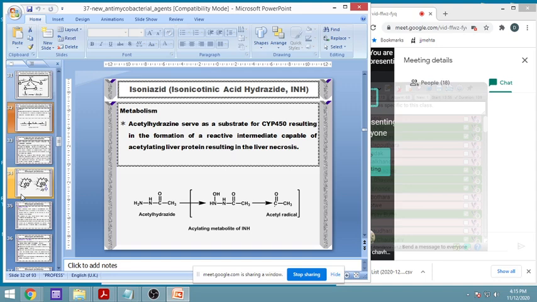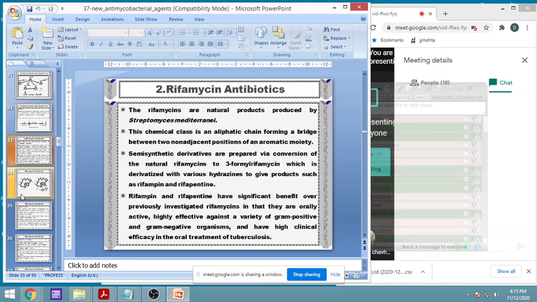So this is how. Next is another, the rifamycin antibiotics. Now rifamycin is actually a class of drugs, just like we have aminoglycosides or macrolides. Similarly, rifamycin is a class of drugs in which various rifamycin analogs are there. These are natural products produced by Streptomyces mediterranei. This chemical class has an aliphatic chain forming a bridge between two non-adjacent positions in the aromatic moiety.